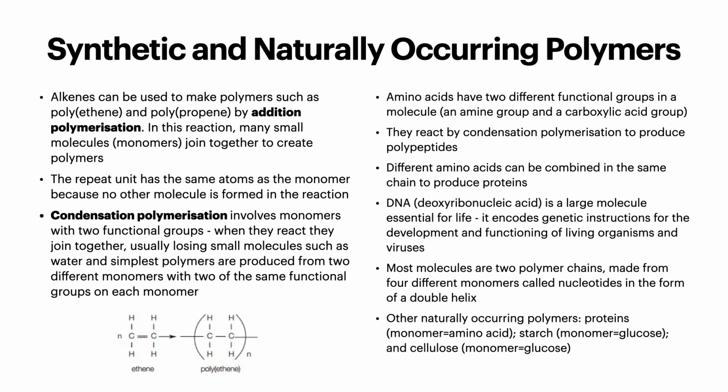This is deoxyribonucleic acid. This is a large molecule essential for life. Obviously, if you study biology, you know how important DNA is. It encodes genetic instructions for the development and functioning of living organisms and viruses. Most molecules are two polymer chains made from 4 different monomers called nucleotides in the form of a double helix. Other naturally occurring polymers include proteins, starch, and cellulose.